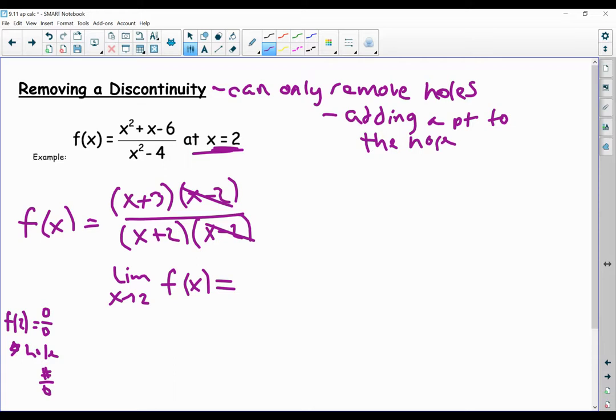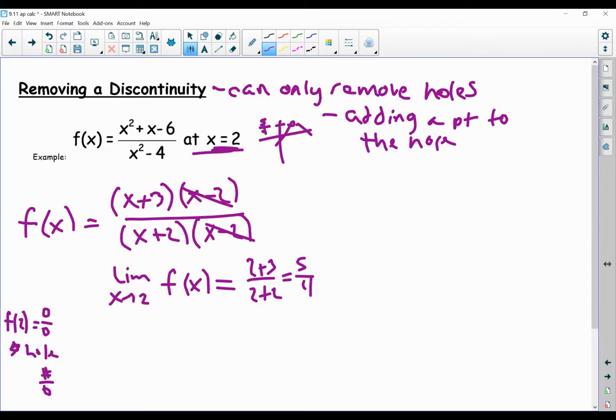So the problem with a hole in a graph is that there is no point where we want it. So we're going to figure out what the limit is, because that's the intended height of the function. And if I find out what the limit is, then I'm just going to put a point where that intended height is, to make the actual height meet the intended height. So if I plug 2 into my simplified function, I end up with 2 plus 3 over 2 plus 2, which gives me 5/4. So that tells me graphically, if I were to graph this part of the graph and I got to 5/4, that's where my hole is. So it's at an intended height of 5/4.